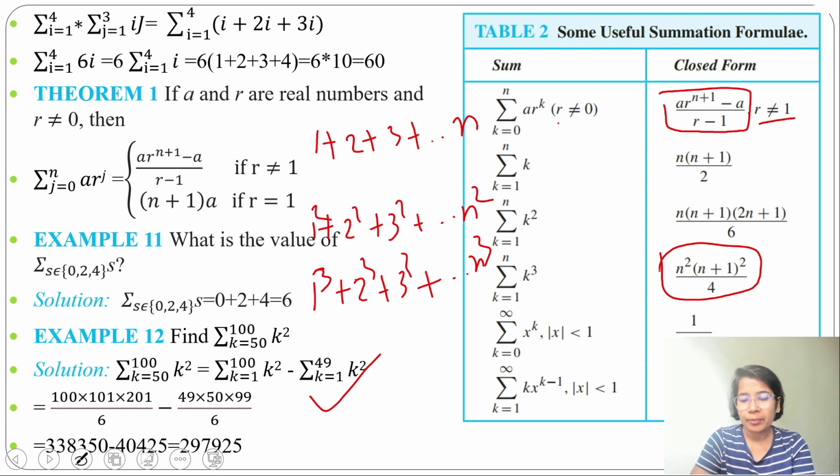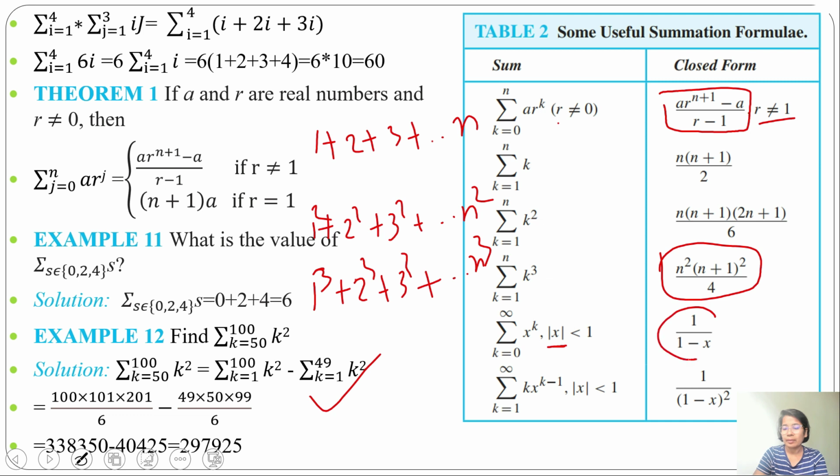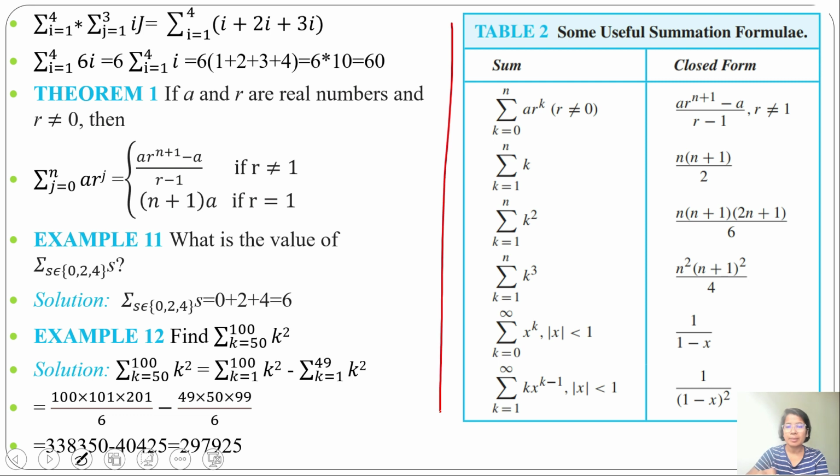Next, the sum of k equals 0 to infinity, x power k. The absolute value of x is less than 1. Then its formula is 1 divided by 1 minus x. Next, the sum of k equals 1 to infinity, k x power k minus 1. The absolute value of x is less than 1. Its formula is 1 divided by (1 minus x) square. So just remember these summation formulas. These are important. We'll apply them in different problems.